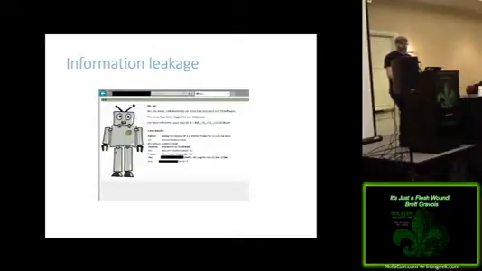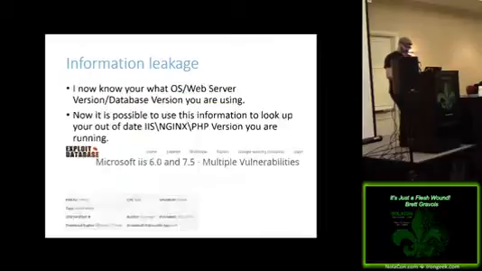And so you kind of think to yourself, well, why is this bad? Well, it just makes my job a little bit easier. Now I just know what OS, what web server version, and what database version you're using. So it's possible for me to use this information to look up what out-of-date IIS server you're running, Nginx, PHP. We just go to our old friend Exploit Database, look up the version number, and pretty much pop out a bunch of stuff.